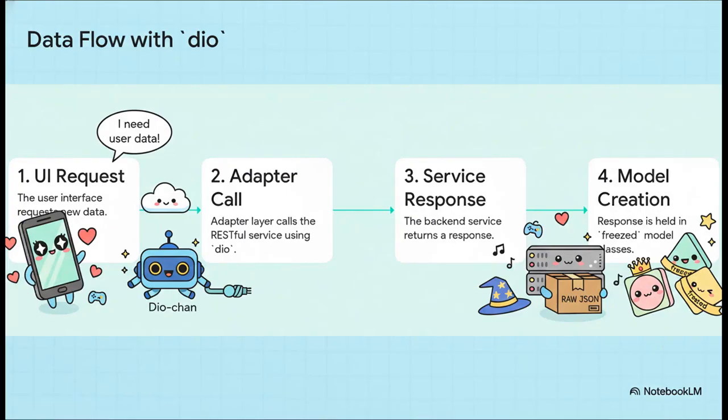This slide shows the flow perfectly. Let's walk through it. The UI says, hey, I need some user data. The adapter layer, using the super popular DIO package, goes and makes the actual network call. The server shoots back some raw JSON, which is then immediately and safely parsed into those nice Freezed models we just defined. The beautiful part? The rest of your app never, ever has to touch raw, unsafe data.